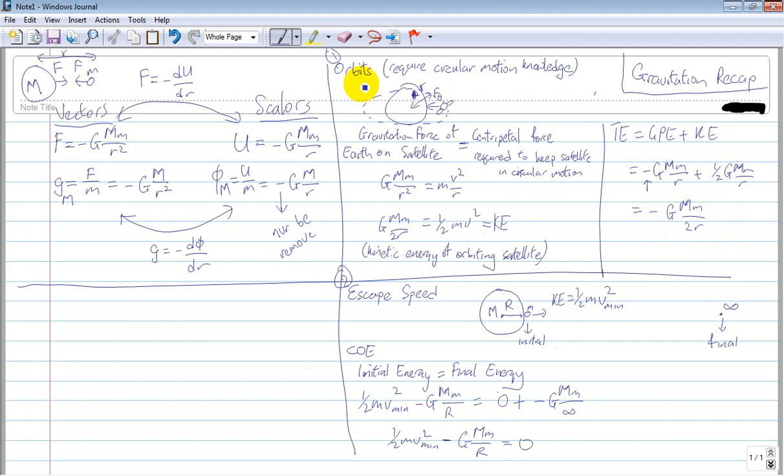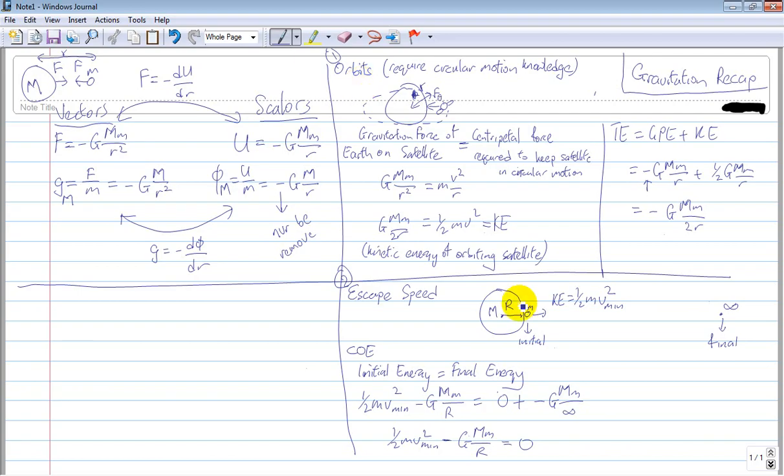What other types of questions are there? There's the escape speed style of question. For the escape speed style of question, they normally ask you what is the minimum energy required at a certain position to escape to infinity. For this type of question, we like to use conservation of energy to solve them.